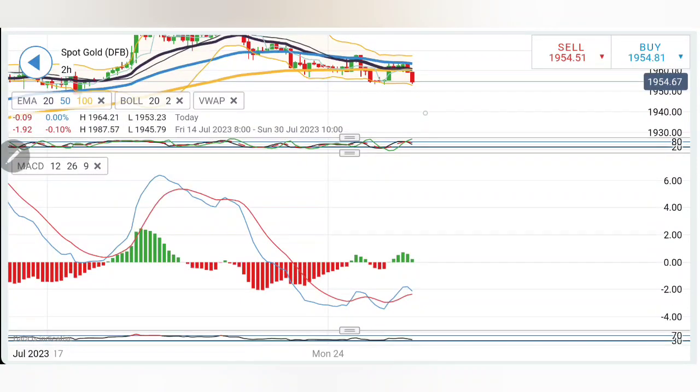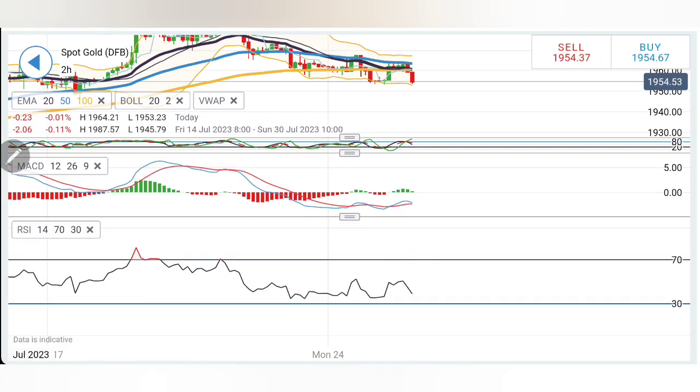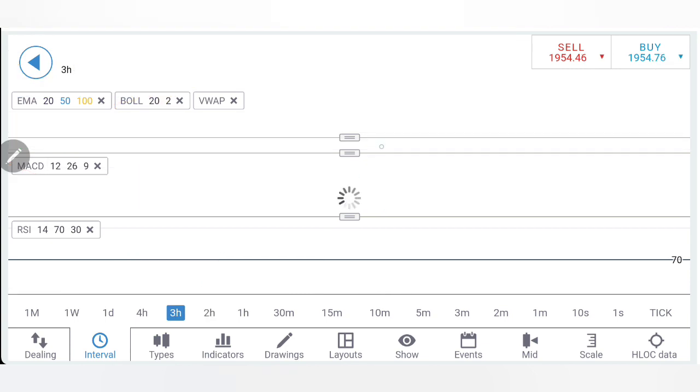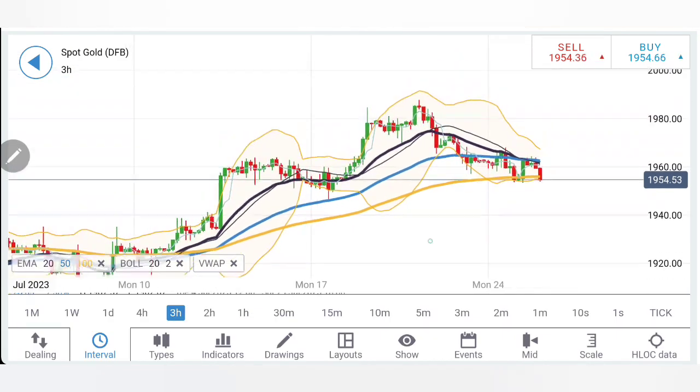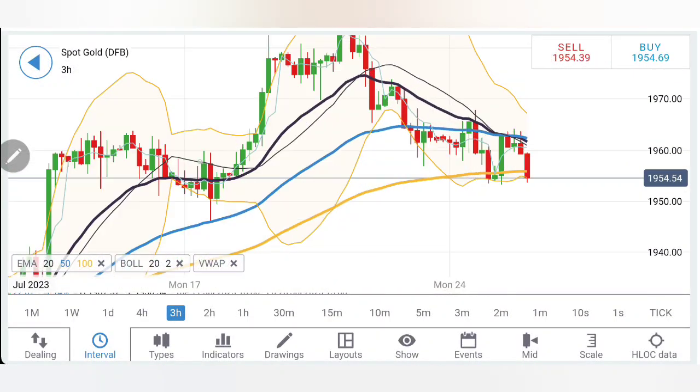Stochastic dropping, MACD again willing to converge and crossover. I will wait for the next wave here. Right now it is not in a mood to give this wave. I will wait for it. RSI looking down here. Coming to the 3-hour charts, on the 3-hour charts also similar observation.